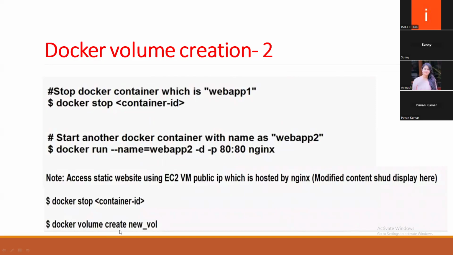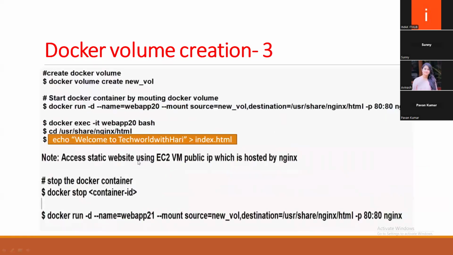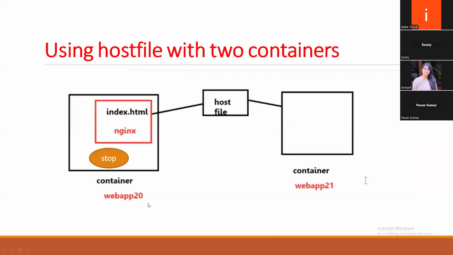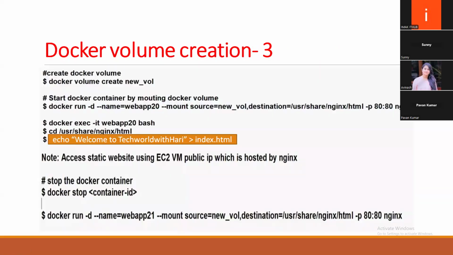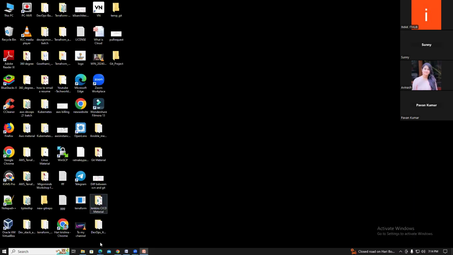Stop the Docker container and create a Docker volume. Method 3 is creating a Docker volume, starting a Docker container with it, and modifying the content in the volume. Access the static website using the VM public IP, which is hosted by nginx. The same volume can be used by web20 and web21, so this is a shared one. I will show you practically, then you will understand how we can share Docker volumes.